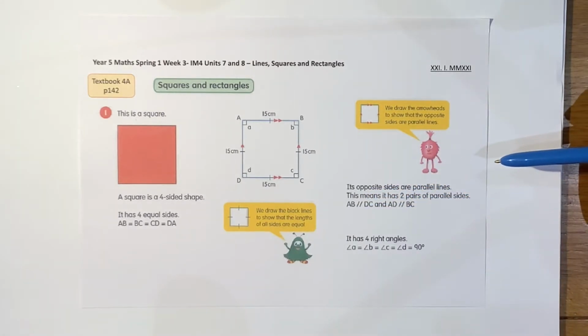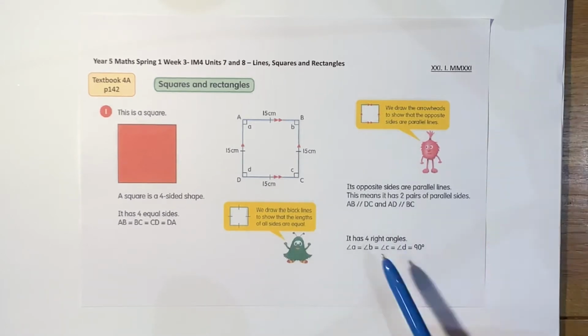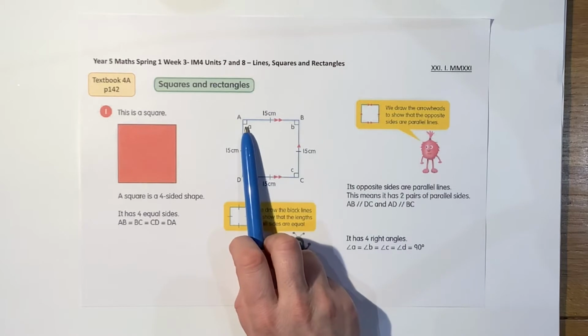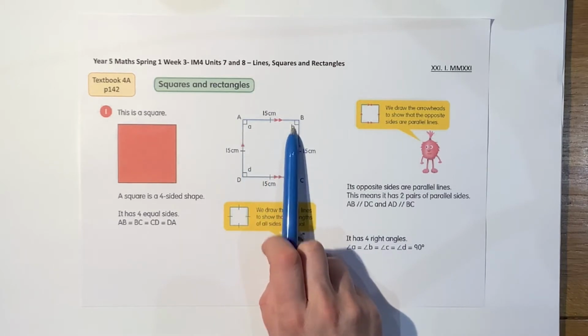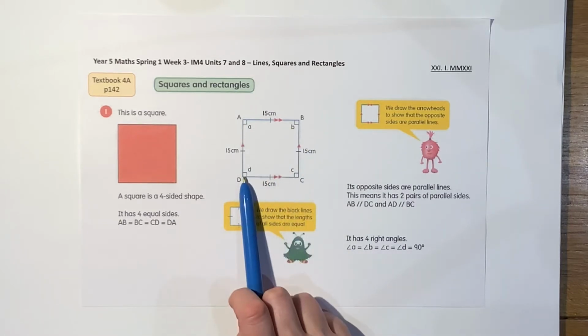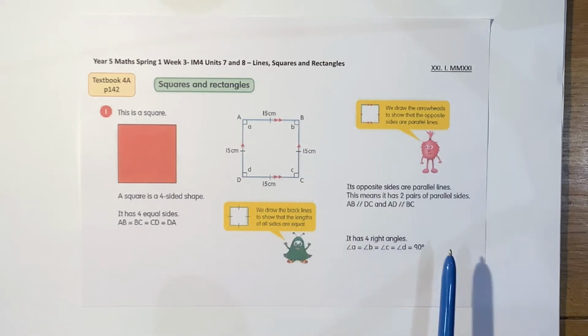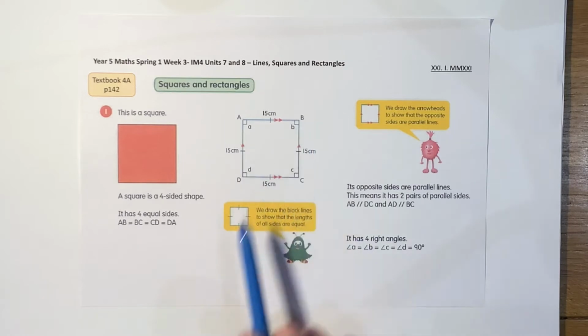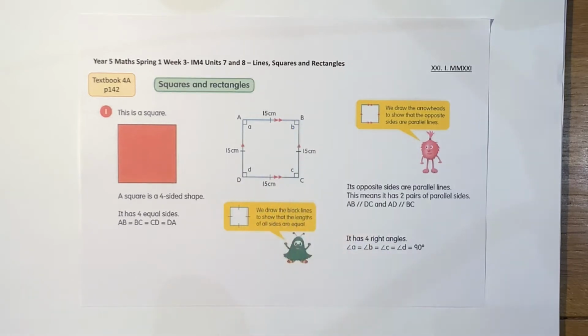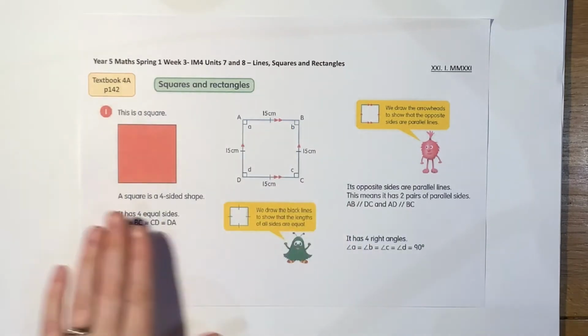Now that's not the only thing that we can say about a square. We also know that it has four right angles. Angle A is the same as angle B, is the same as angle C, is the same as angle D, and they are all equal to 90 degrees. They are right angles. So we could pull some perpendicular lines out of there as well, couldn't we? We could say that AB is perpendicular to BC. Okay, so that's a square.